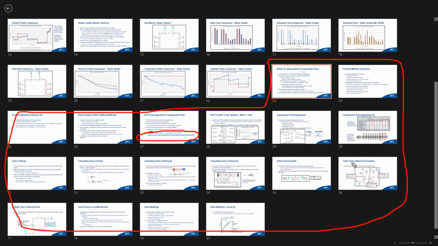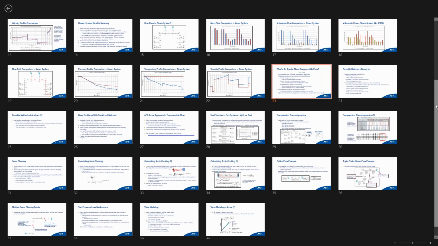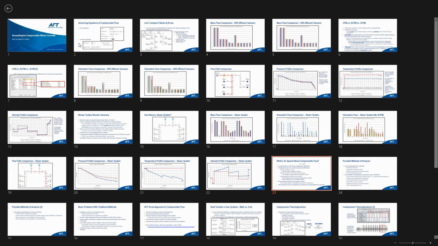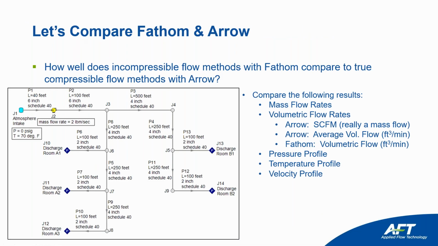I want to focus on jumping into the analysis of how I'm comparing the results between Fathom and Aero. So let's get into this. How well do incompressible flow methods with Fathom compare to truly compressible flow methods in Aero?